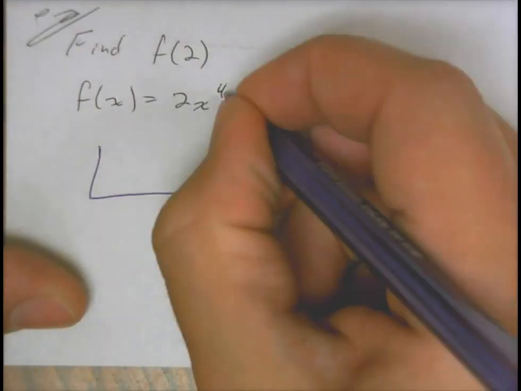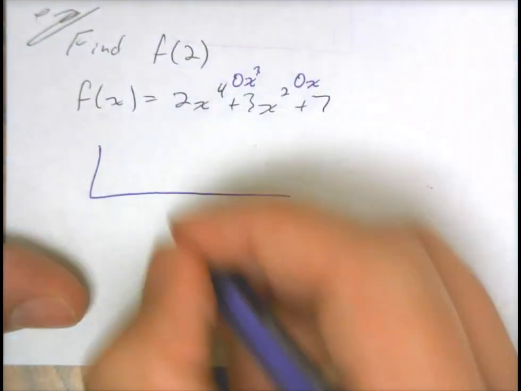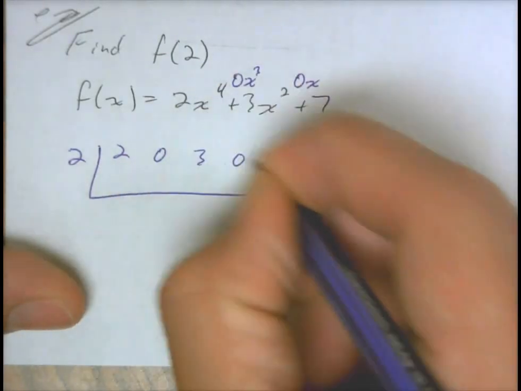Don't forget, this one goes to the fourth. I have no x cubes, so I'll need to write that. I have no x's, so I'll need to write that. So I have a 2 on the outside, 2, 0, 3, 0, 7.